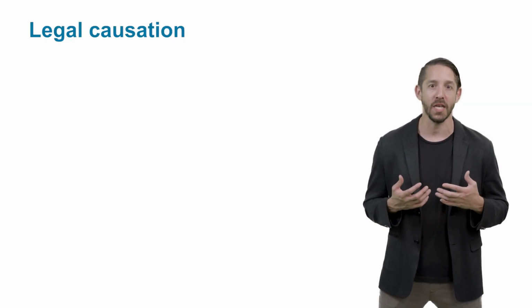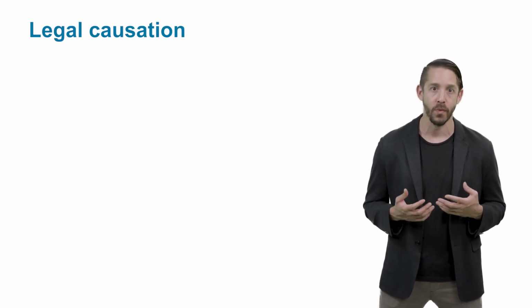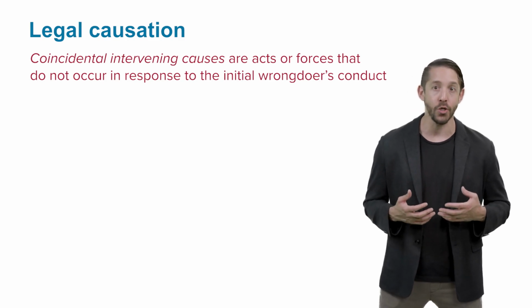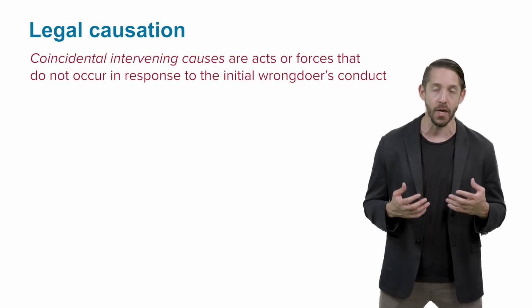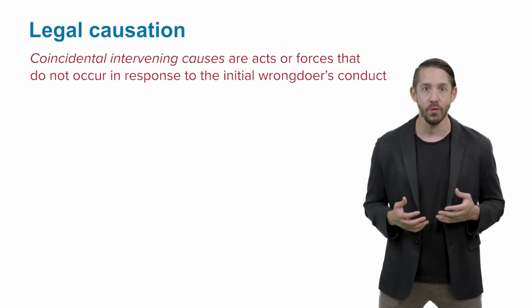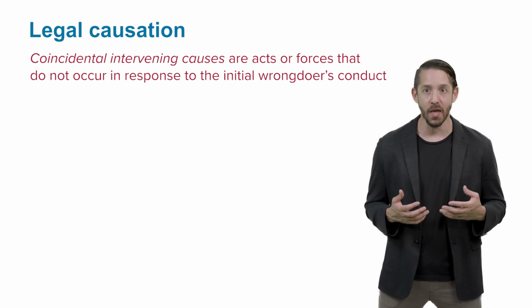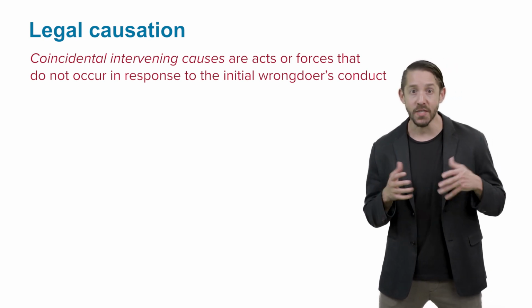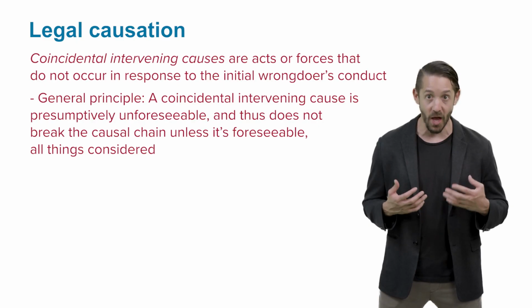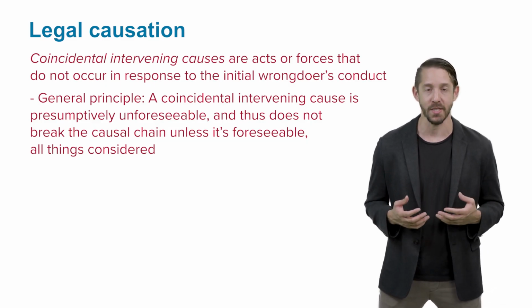Okay, so that's how the criminal law deals with responsive intervening causes, which again involve reactions to conditions created by the defendant. These are to be distinguished from coincidental intervening causes, which are acts or forces that don't occur in response to the initial wrongdoer's conduct. So for example, imagine that Victor, after being shot by David, runs into an alley to avoid being shot again. Then, while hiding in that alley, Victor is randomly hit by lightning or killed by a tornado. Under these circumstances, and those like them, the criminal law says that a coincidental intervening cause is presumptively unforeseeable, and thus does not break the causal chain unless it's foreseeable, all things considered.